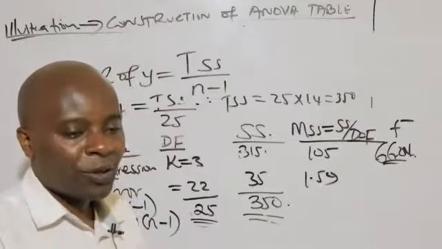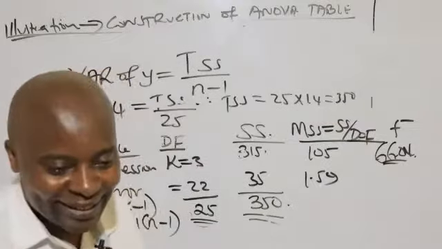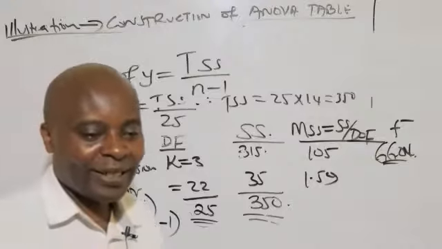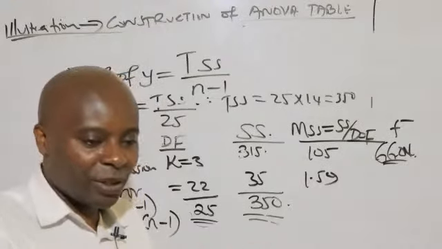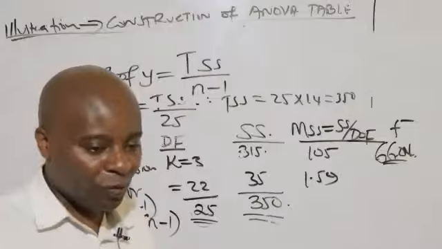66.04. So I hope now that is clear, right? And to imagine that at least now, given some statistical data, you'll be able to construct this ANOVA table.